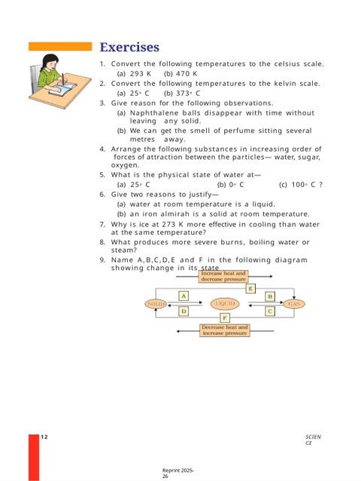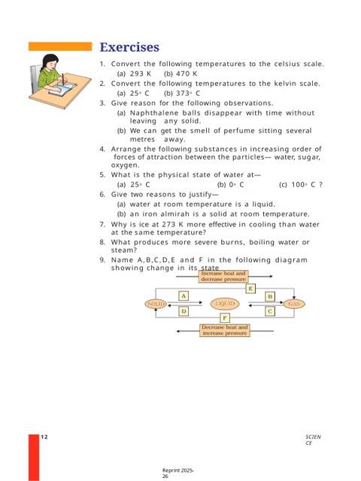Moving on to observations about naphthalene balls. They disappear over time without leaving any solid behind because they sublime, meaning they transition directly from solid to gas. This is why you notice the balls gradually vanishing. Next, the reason we can smell perfume from several meters away is due to the volatile nature of perfume molecules. They evaporate into the air and spread out, allowing us to detect the scent even from a distance.